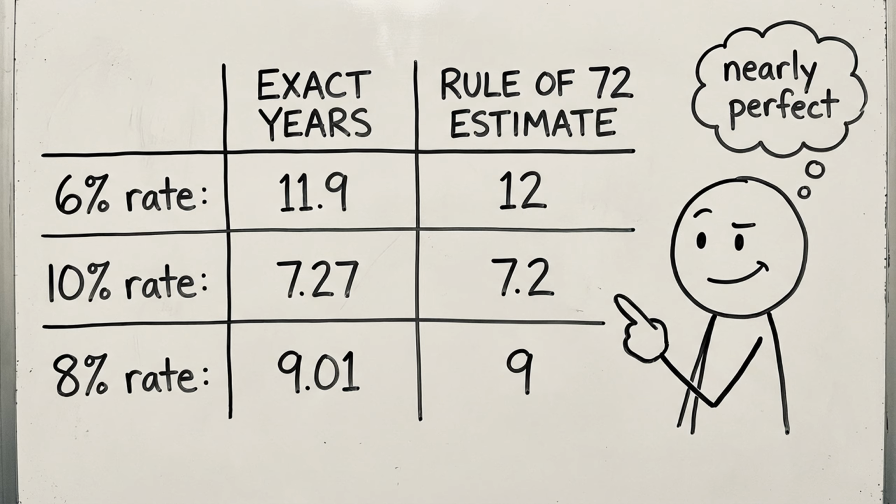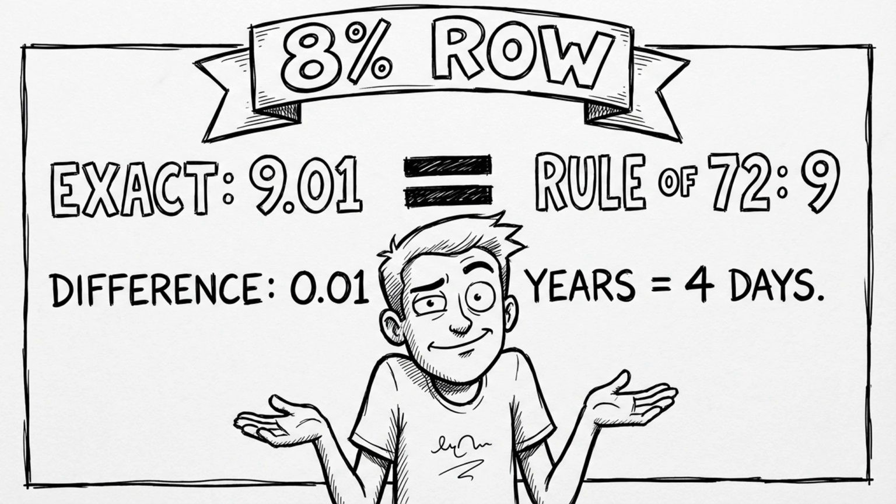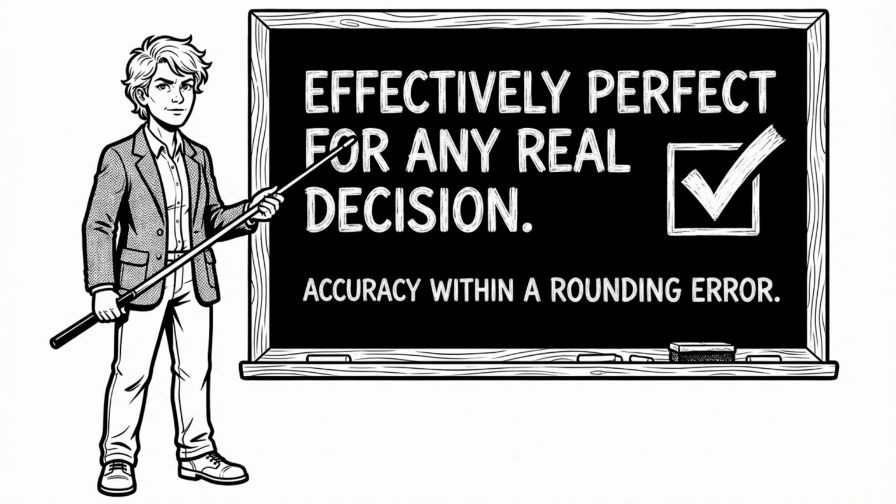A standard savings account at 0.5%. 72 divided by 0.5 equals 144 years to double. Your great-great-grandchildren might see that money double. That is not a savings strategy. That's inflation's lunch. Bonds at 4%. 72 divided by 4 equals 18 years to double. Better, not exciting, but predictable.